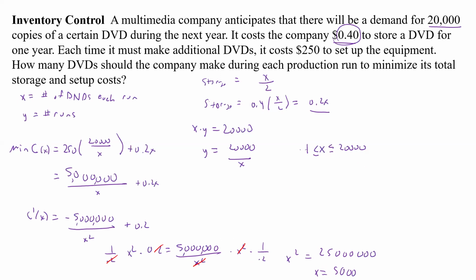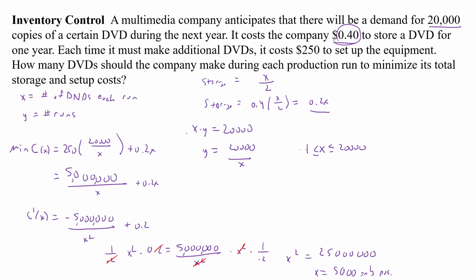Now remember, when you take the actual square root of that, that's going to be plus or minus, but we're not going to have a number of negatives. So it's only going to be positives here. So only positive for this one because you're not going to have a negative amount of DVDs on a run. So that's going to be kind of a key thing here.